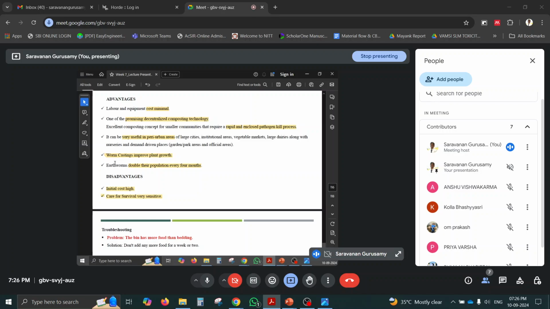And worm castings improve plant growth. As I mentioned, vermicomposting will give good compost with a high nitrogen ratio and good NPK values. So the price is also much higher for vermicompost.